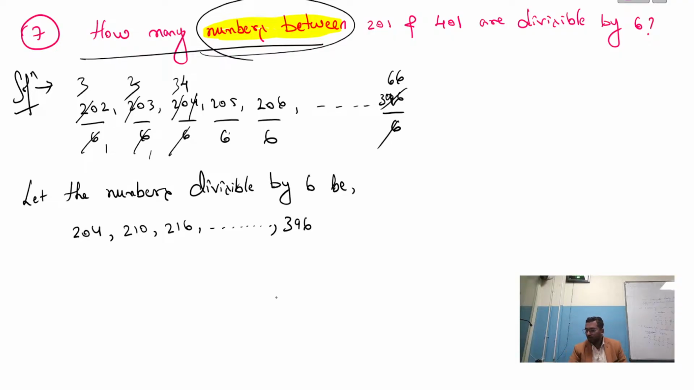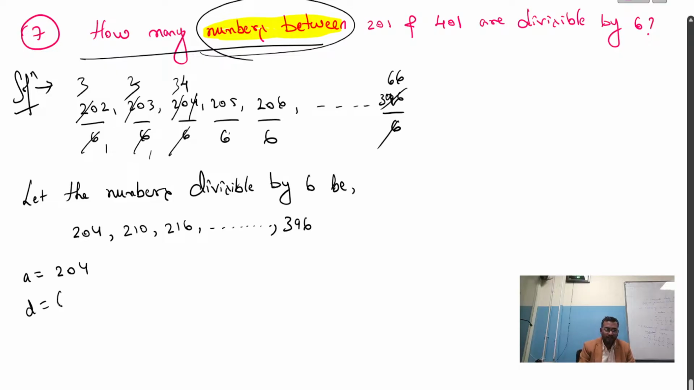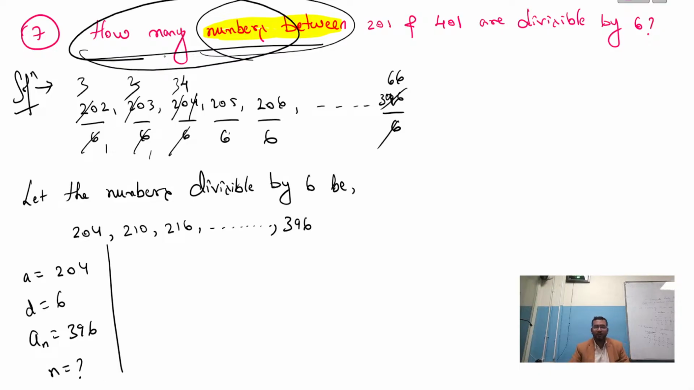Clear? Okay. Now we have assumed which numbers are divisible by 6 here. That is 204, 210, 216 till 396. Now between all these numbers, how many numbers are there? 1, 2, 3. After this what will come? We don't know. Am I right? Don't sit and write all the numbers and count. Okay, we are going to use this condition. So what is the value of first term? 204. Common difference? 6. Nth term? 396. Now we have to find the value of n here. Whenever you get the question as how many terms, it means we need to find the value of n.